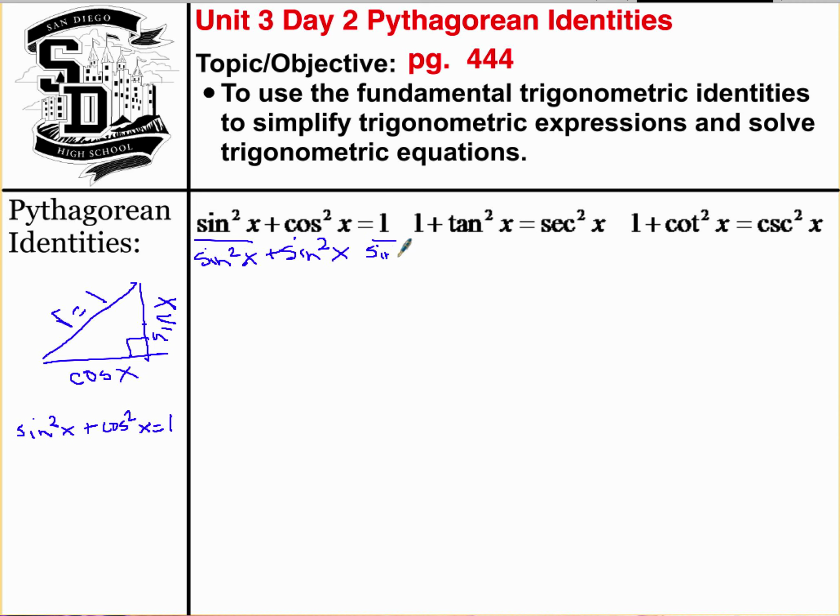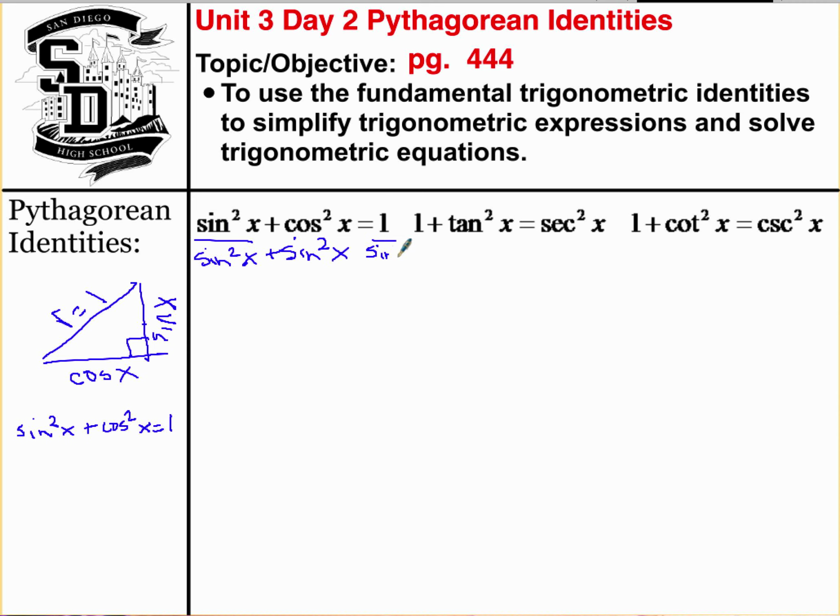And I could also solve it for 1. And if I wanted to do that, I would simply have to subtract cotangent squared to the other side, leaving me with cosecant squared minus cotangent squared. And thus again, we know another Pythagorean identity.